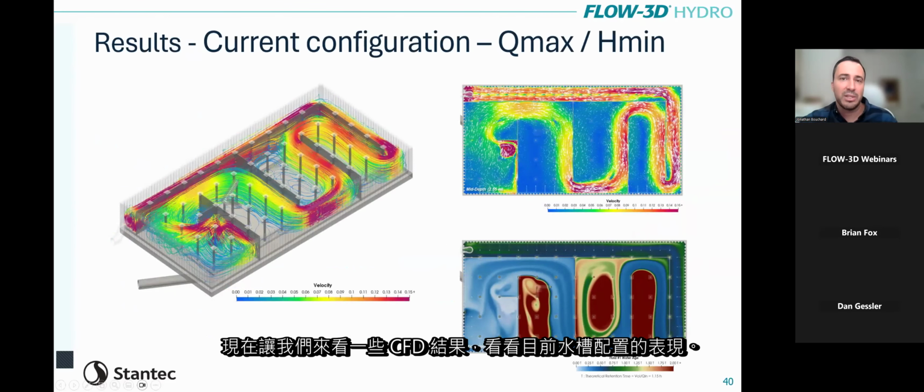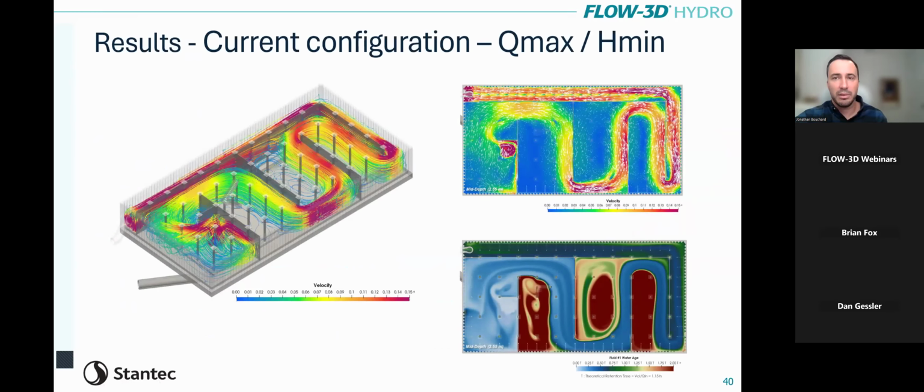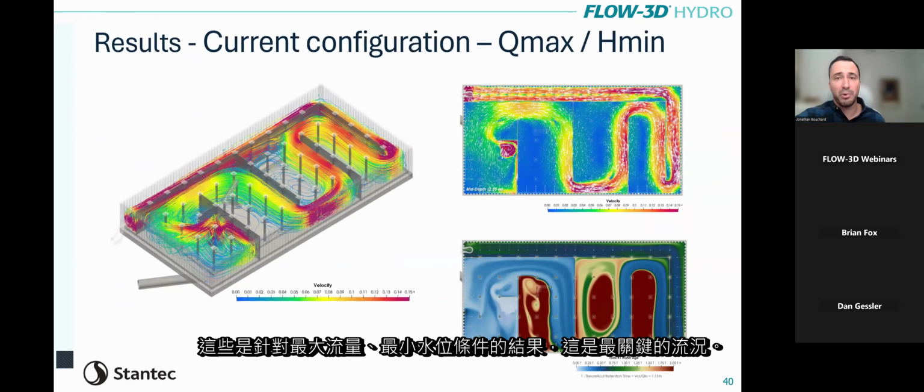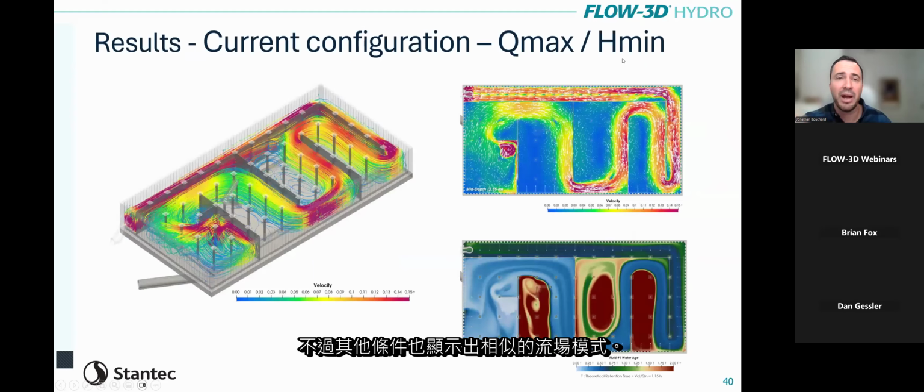So now let's look at some CFD results and see how the current tank configuration was performing. So these are results for the maximum flow rate, minimum water height condition, which is the most critical flow condition. But it's worth noting that the other conditions showed similar flow patterns.